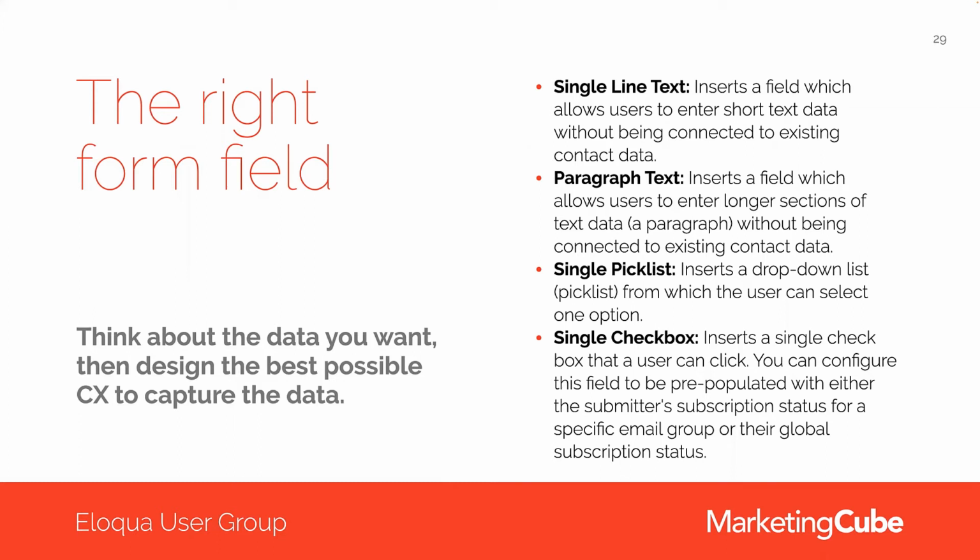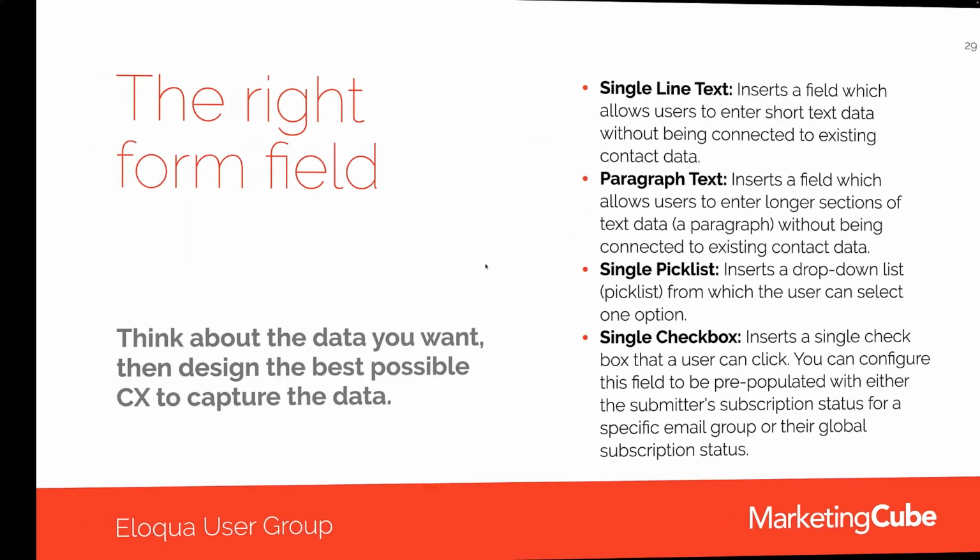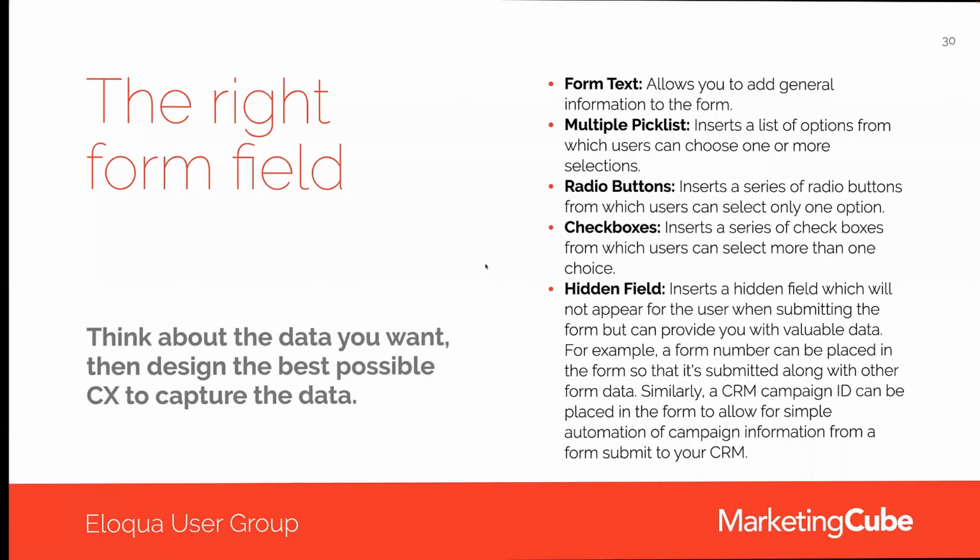There are the things that you would expect to see: single line text. So a first name would be single line text. Paragraph text, if you wanted to capture people's comments, or like we do, we ask some people if they'd like to submit a question. So that would be a paragraph text. You've then got pick lists, whether it's a single pick list or even a single checkbox, like the opt-in, for example, which is a single checkbox.